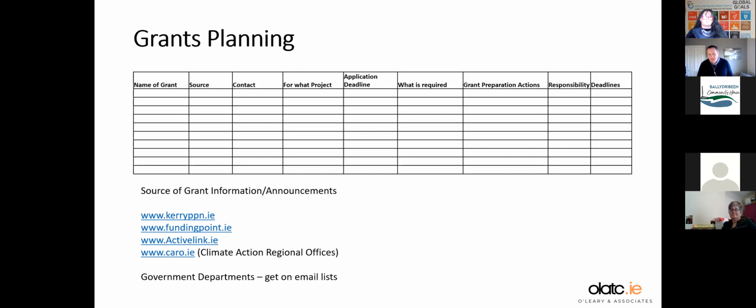Activelink.ie has a very good website as well, similar to Funding Point. It's free, and again, it has information on all the funding opportunities coming up in that particular time.